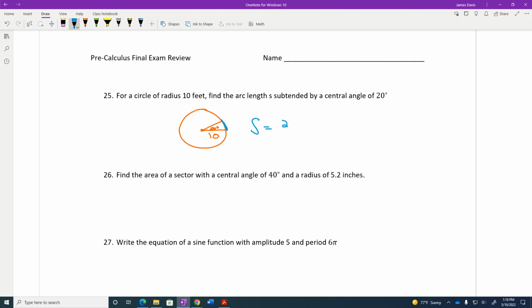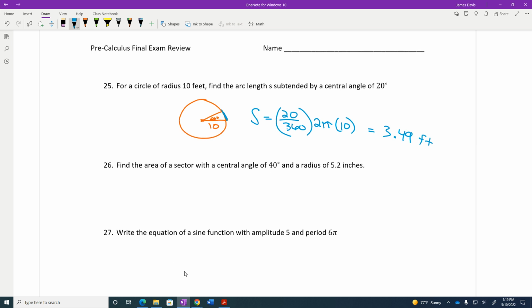The S is 20 over 360 times 2 pi times 10. And we get about 3.49 feet. Seems reasonable. It's a pretty small little part there.